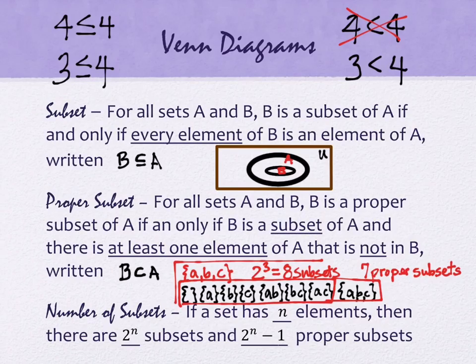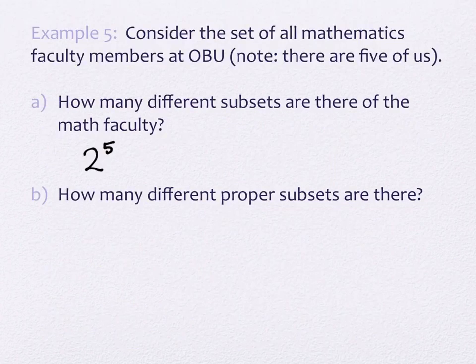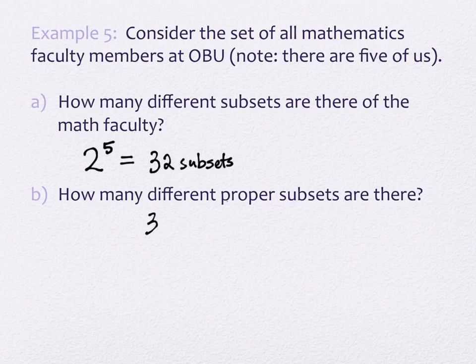So this notation at the very bottom of the screen told me how I find that. It's 2 raised to the power 5. So 2 to the 5th. And if you're not sure what that number is, you haven't dealt with it recently, grab a calculator. What is 2 to the 5th? It's 32. So there are 32 subsets. And whether you get that right or wrong, you should still be able to answer the proper subsets question because it's always 1 less. So if there's 32 subsets, there would be 31 proper subsets.